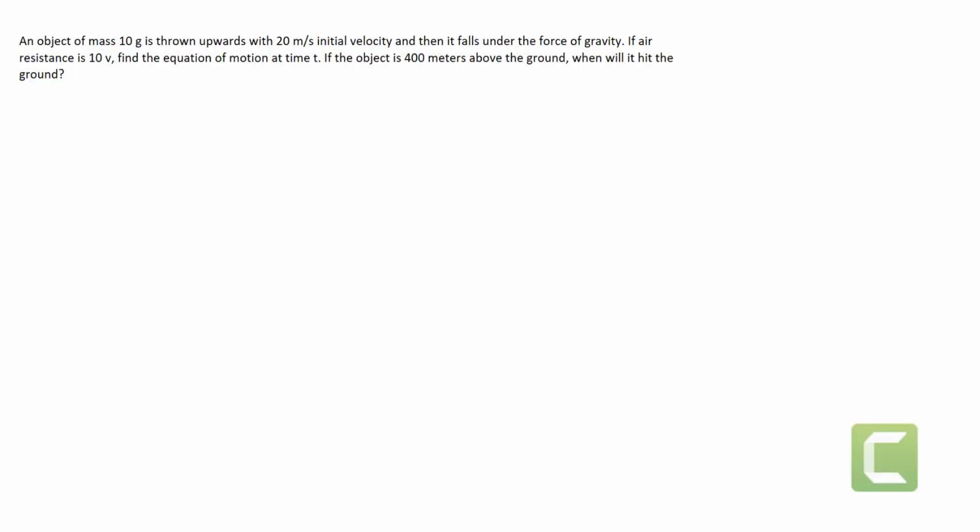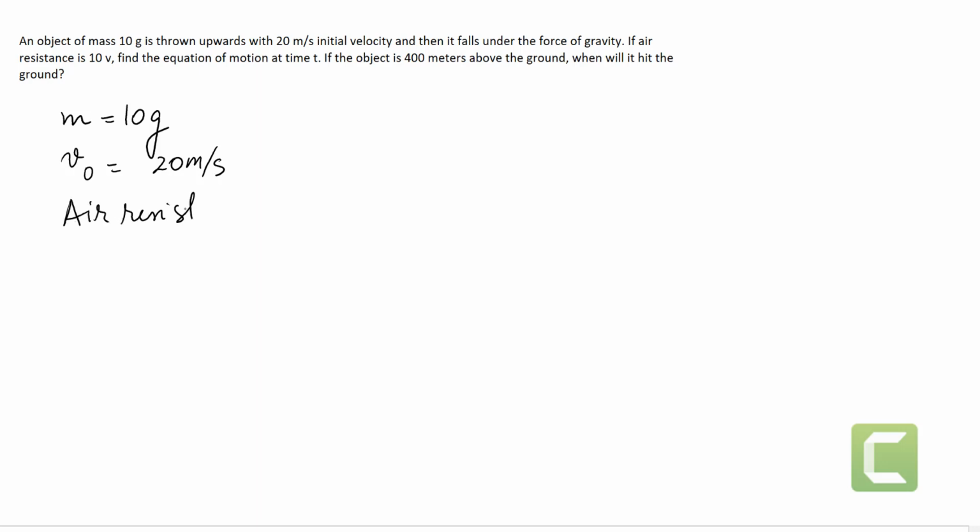Let's solve a problem from Newton's mechanics. An object of mass 10 grams, and I'm reading the problem and also writing the information that is given, is thrown upward with 20 meters per second initial velocity, and then it falls under the force of gravity. If air resistance is 10 V, find the equation of motion at time t. If the object is 400 meters above the ground, when will it hit the ground?